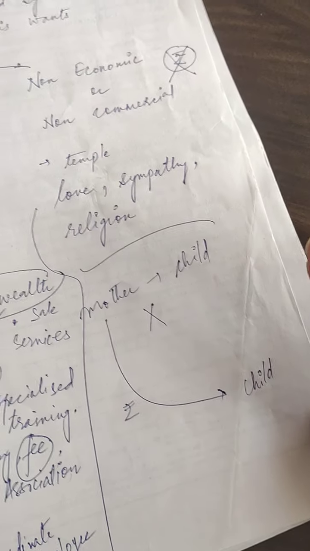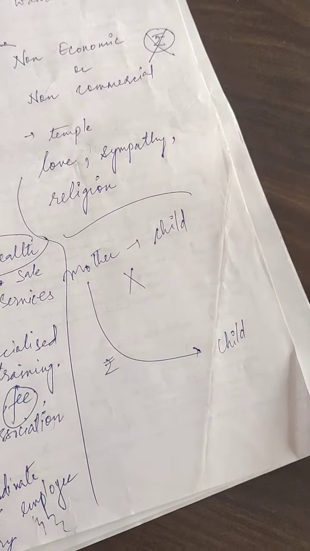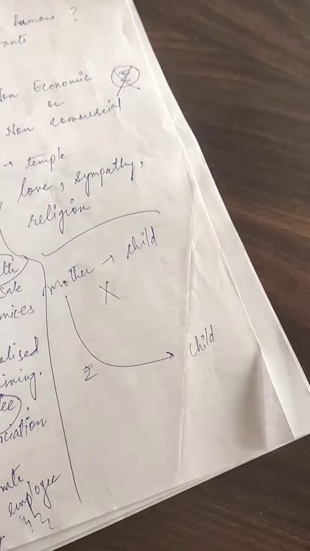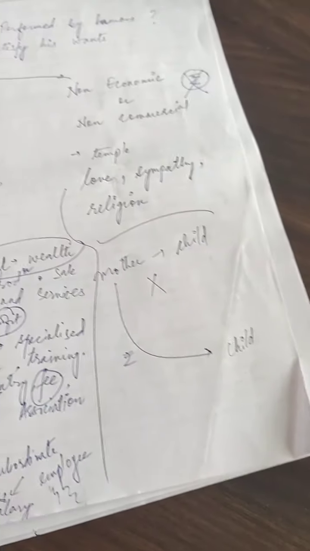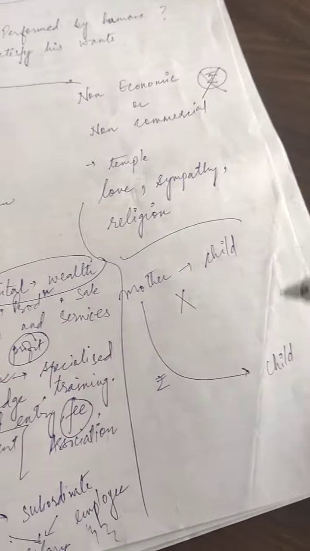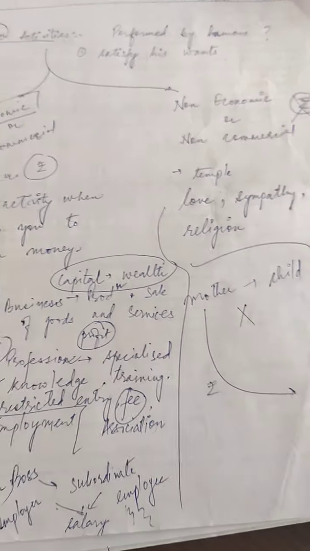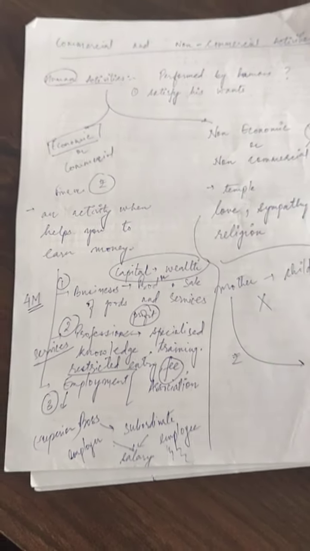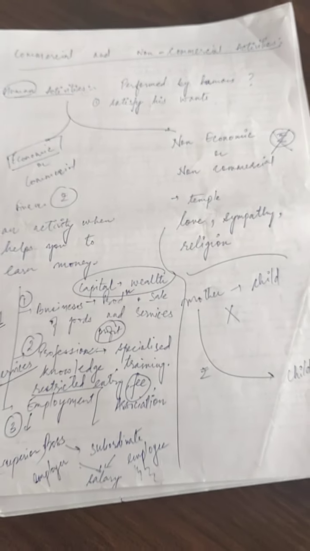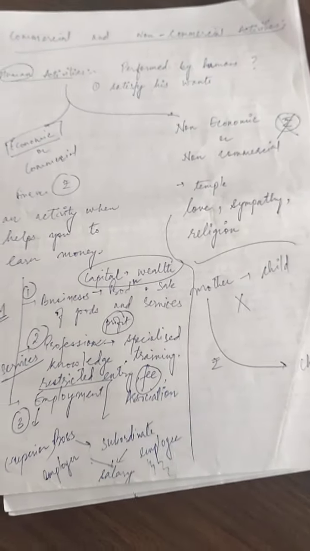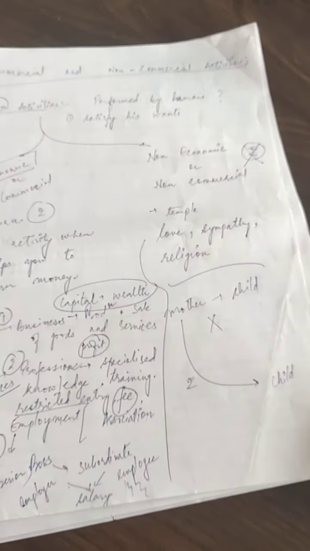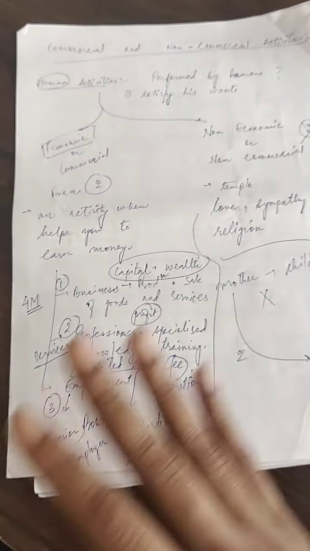Same way happens with a nurse also. A nurse, when she is working in a hospital, she is getting money. And if the nurse is taking care of her mother at home, she is not getting any money. So the same activity can be called commercial, and it can also be called non-commercial, just by the meaning of where it is being performed. The activity is performed at what place or at what time. I hope this is clear.